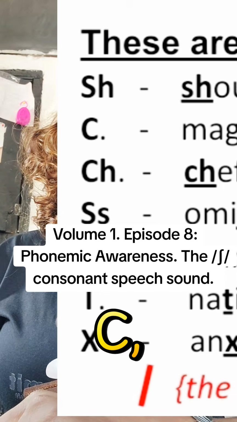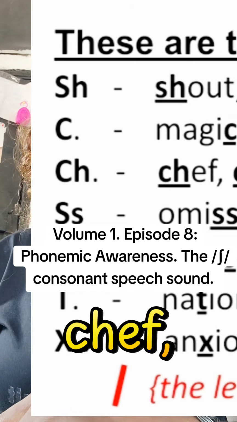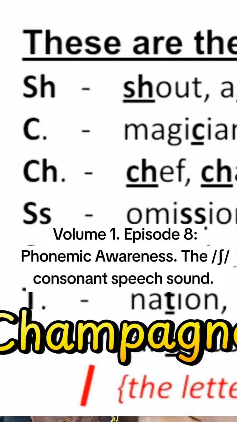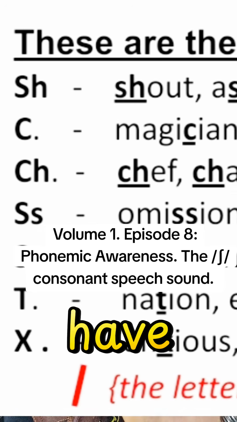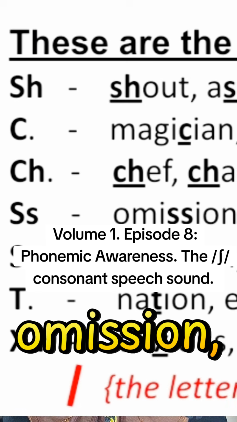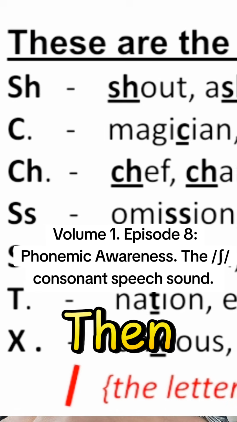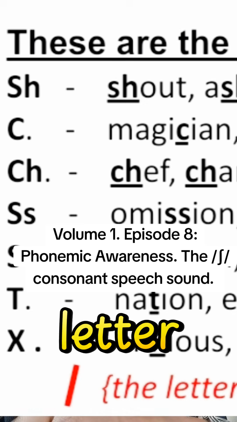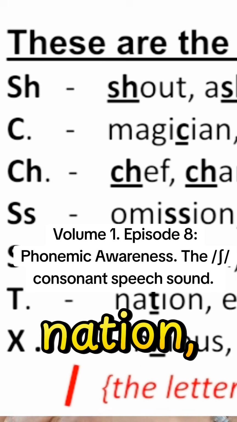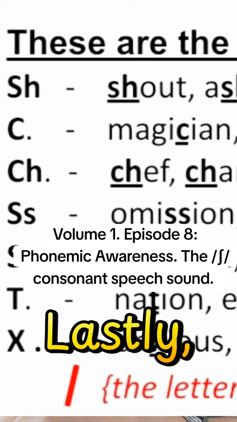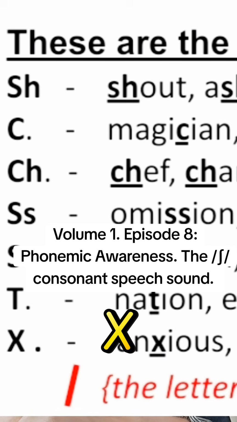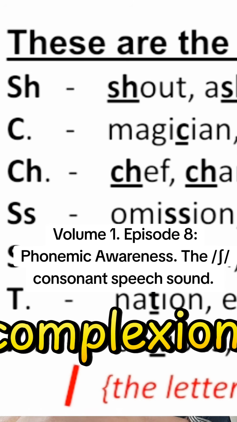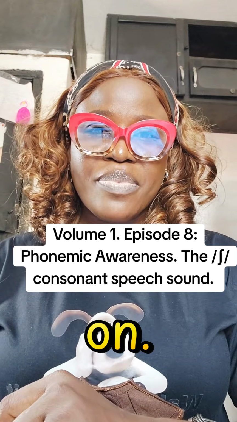Also, we have letters CH. Examples, chef, not chef. That word is not pronounced chef, it's chef. Champagne, machine. Then we have SS. Examples, omission, commission, and so on. Then we have letter S. Examples, mansion, occasion. Then we have letter T. Examples, nation, education, Egyptian. Lastly, we have letter X. Examples, anxious, bisexual, luxury, complexion, obnoxious, and so on.